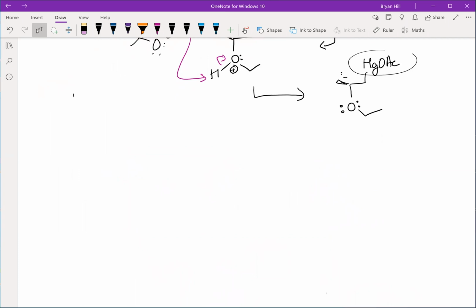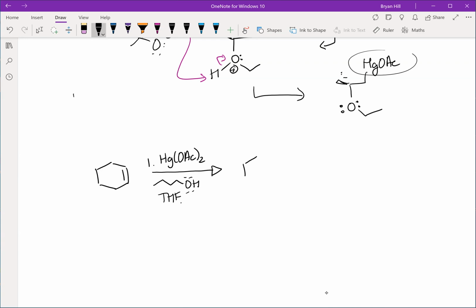So if we had something like this, and we did this, then our first step product would look like, in this case, they're both the same. 1, 2, 3, 4.